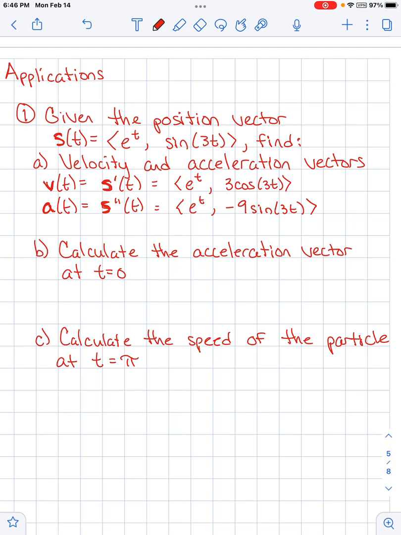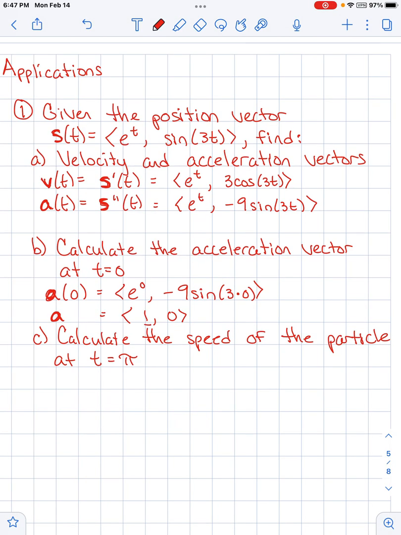Okay, part B. We're going to calculate the acceleration vector at t equals 0. So we're going to take that acceleration vector we found in part A, and we're going to replace t with 0. So this will become e to the 0 and negative 9 sine of 3 times 0. E to the 0 is 1. Sine of 0 is 0 times negative 9 is 0. So what that's telling us is that this acceleration vector is only in the horizontal direction. There's no vertical change for the acceleration.